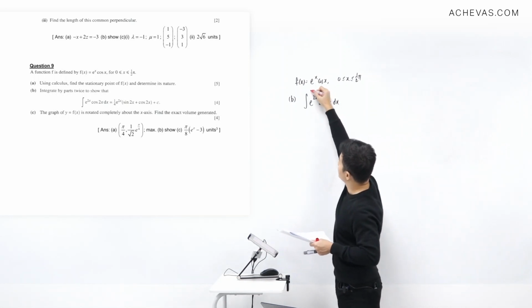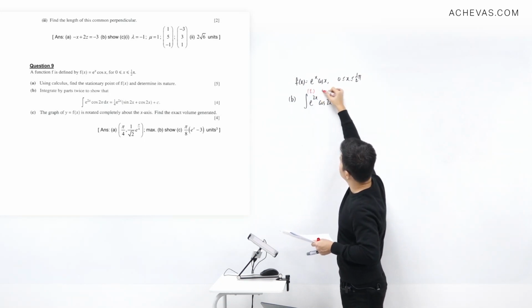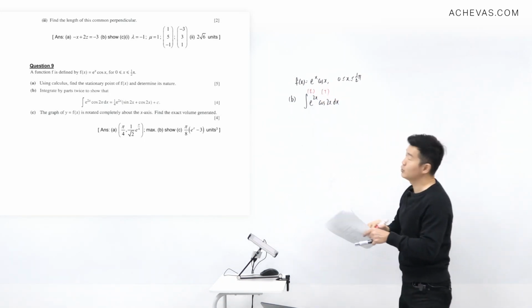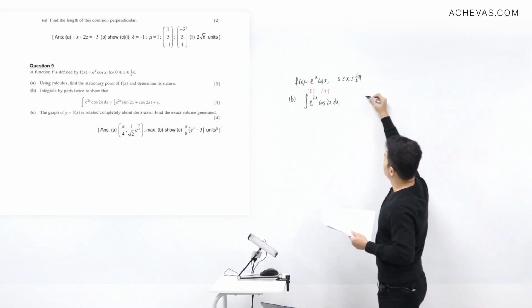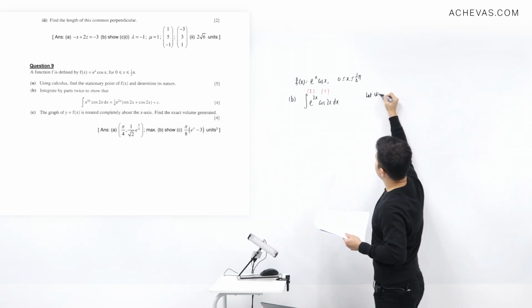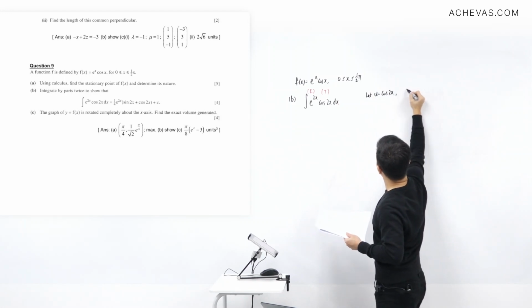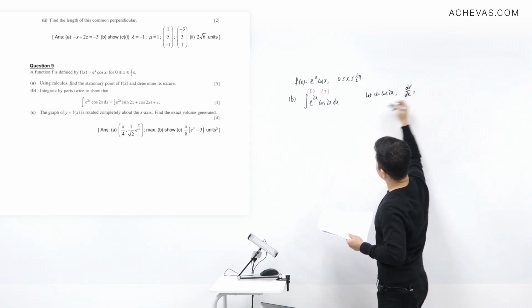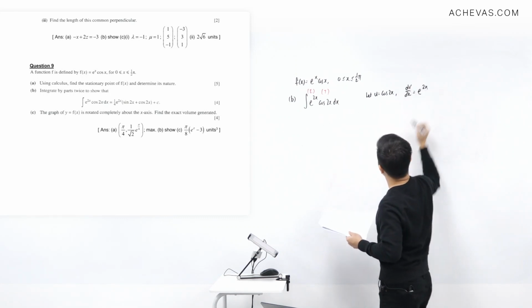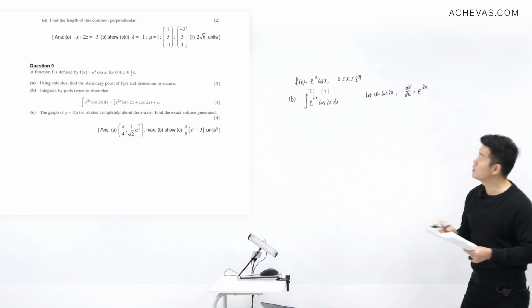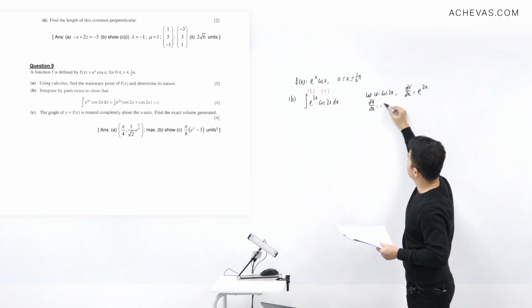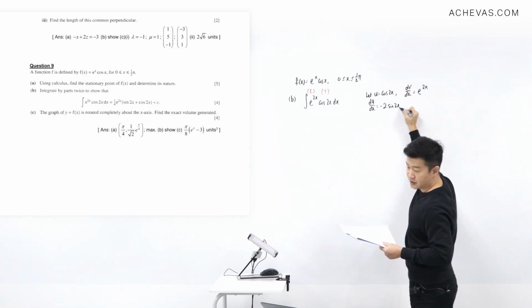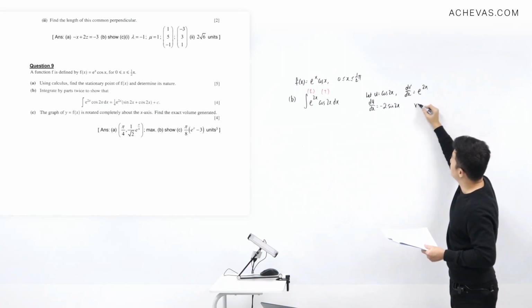E to the power of 2x, I'm going to see this as e. Then this cosine, I'm going to see it as t. And according to LIATE, t comes before e. So we will let u be equal to cosine 2x, and dv dx, I'm going to let it be e to the power of 2x. So based on this, I'm going to find du dx. Du dx is going to be minus 2 sine 2x. Then v here is going to be 1 over 2 e to the power of 2x.